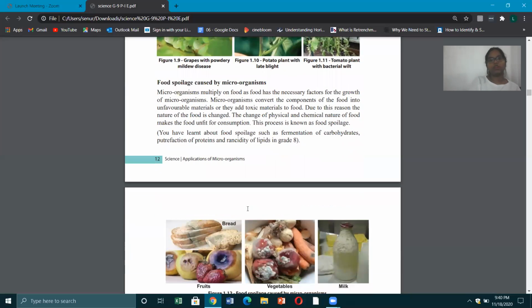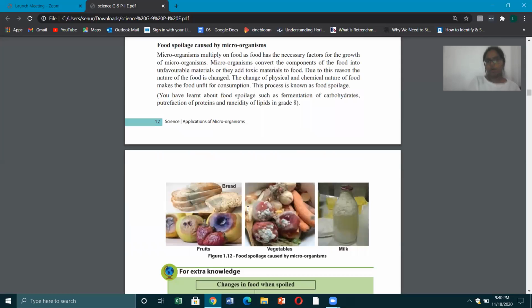Okay. I'm going to talk about food spoilage, which is really common, and I'm so sure you have at least seen one type of food which has been spoiled by microorganisms, right? At least one slice of bread, at least something, I think y'all have seen. Okay? Microorganisms multiply on food as food has the necessary factors for their growth. So there are some factors which microorganisms need in order to grow, and those factors are there nicely in food. So that is why they grow and multiply when they are on food.